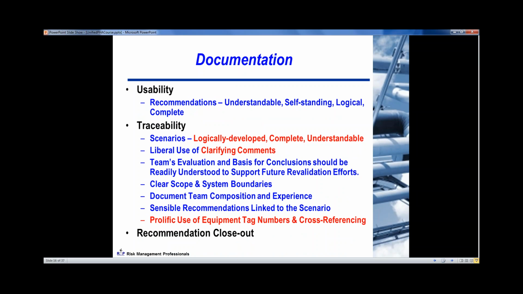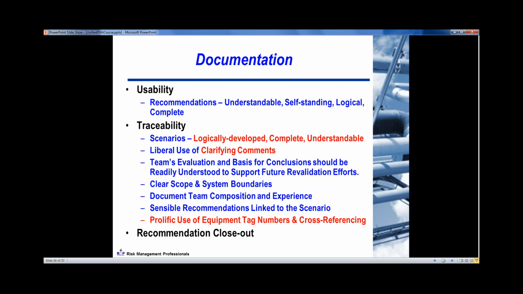Documentation needs to be usable. What happens with these things, and I think a lot of people with an operating company know this, is after the HAZOP study, everybody wants the action items because they want to get their action items done, call it a day, and finish their job. Well, to do that, they need to be self-standing. Invariably, this action list gets pulled out of the HAZOP study and handed to some poor soul who may or may not have been part of the HAZOP sessions, and they're responsible for implementing it.